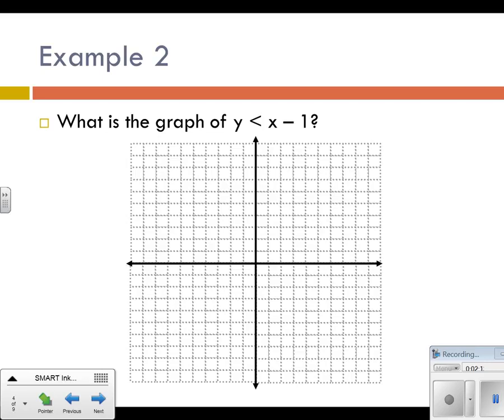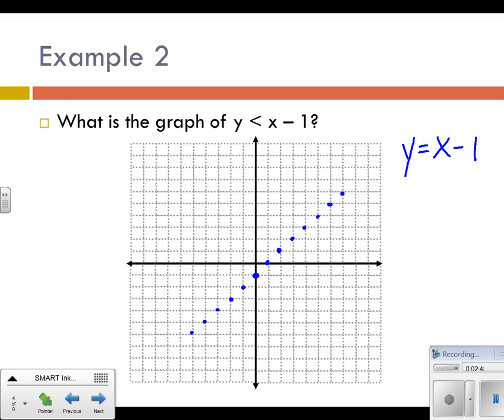What is the graph of y is less than x minus 1? Now when we graph these, we graph them just as though it was a linear equation, y equals x minus 1. So we can see we have a slope and a y-intercept. Y-intercept of negative 1 and a slope of 1. So this is review. Now I'm just making points, because now something I have to talk about is the line.